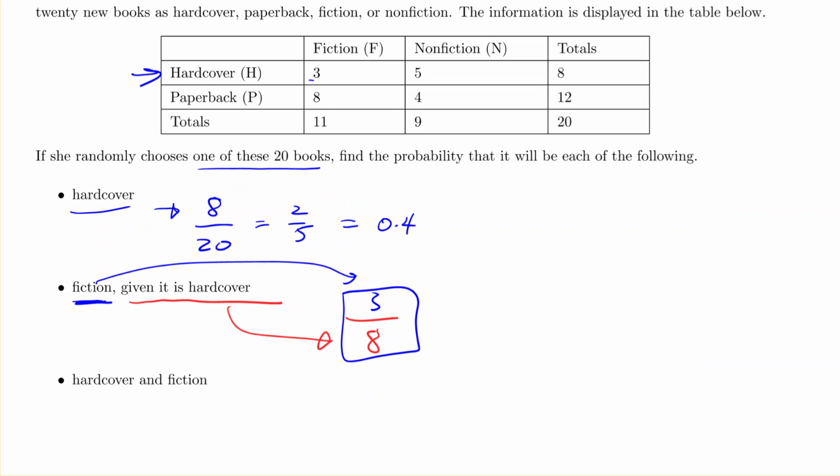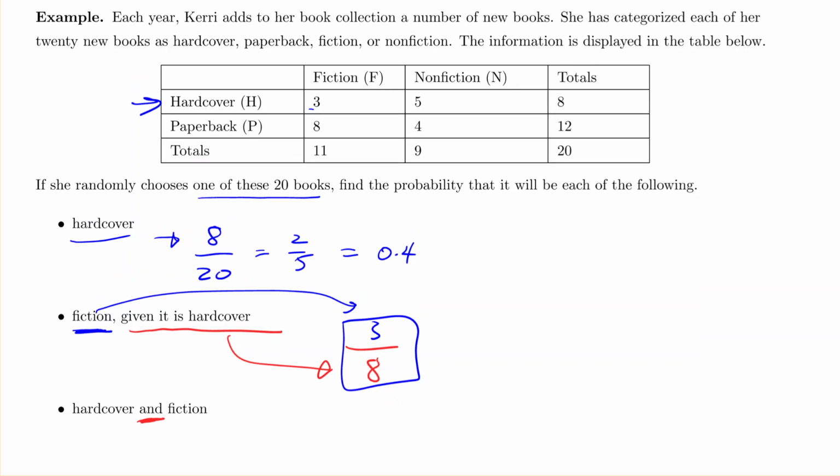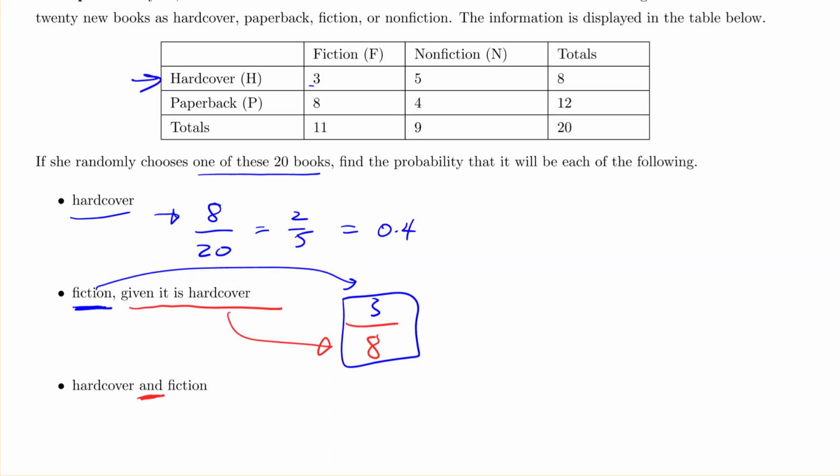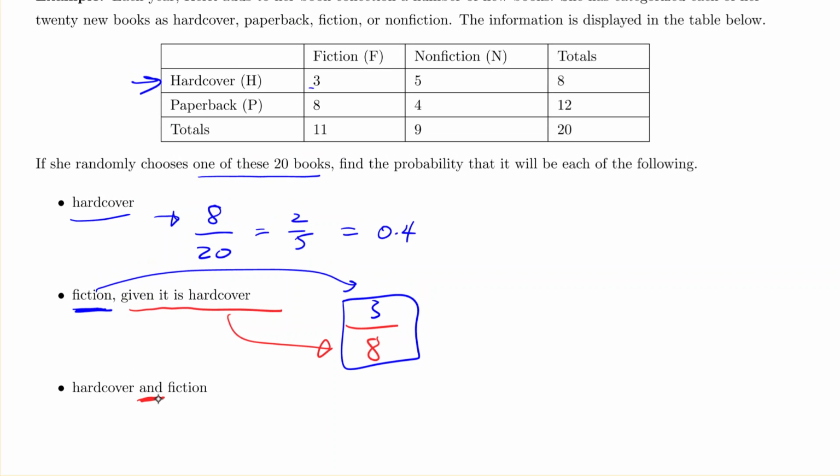Now let's look at the next part. What is the probability of selecting a book that is hardcover and fiction? In this type of problem, if you can make sense of it, we don't necessarily need to use the formula. We just read the table. Hardcover is this row right here, and fiction is right here. So what's hardcover and fiction? There are 3 hardcover and fiction books out of a total of 20 books. So the answer is just 3 out of 20.